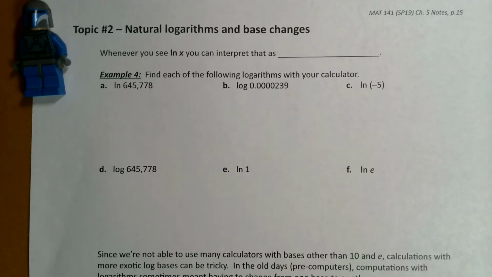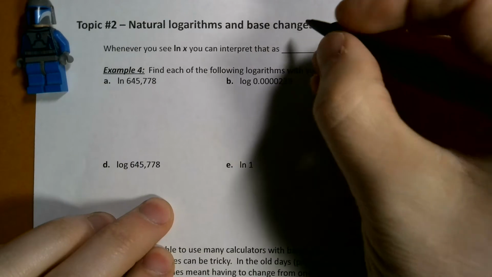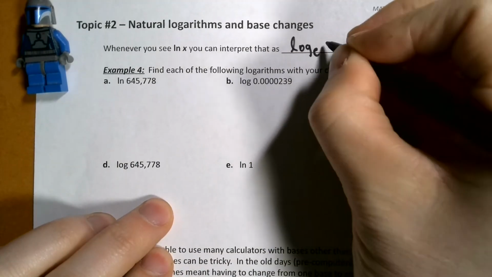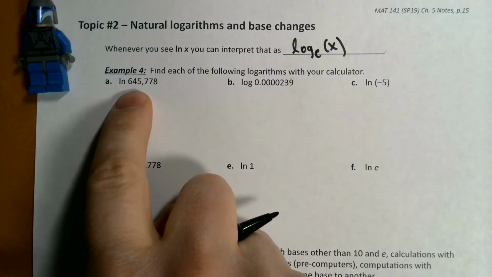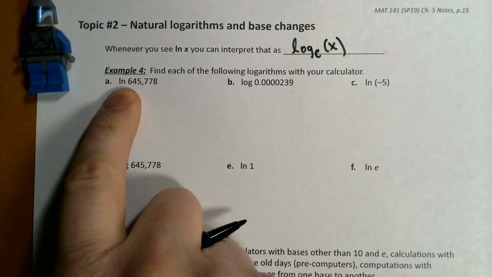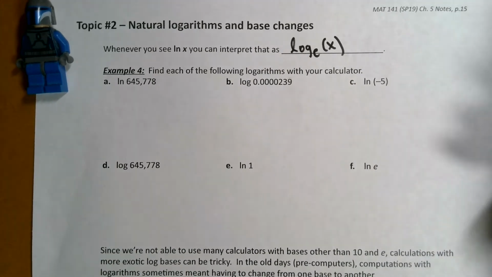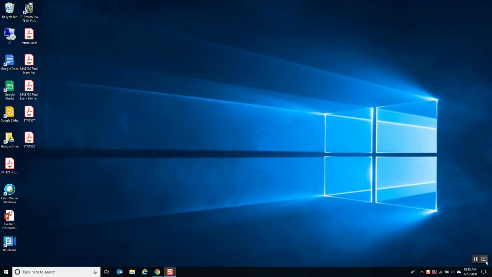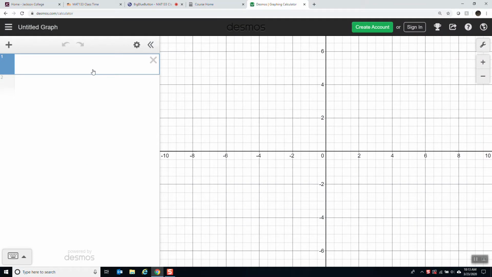So we just said in the last video that the natural log, this ln x, was actually log base e. That's how we interpret it, so this is how you would see it written. And recall we also said that log of some value was log base 10. So we're going to smash these in our calculators, and you know me, I much prefer the good old-fashioned Desmos calculator. So here we go, just typing them in.